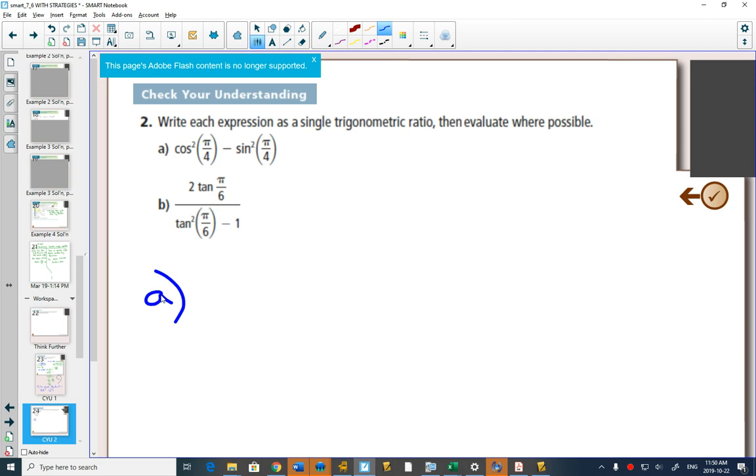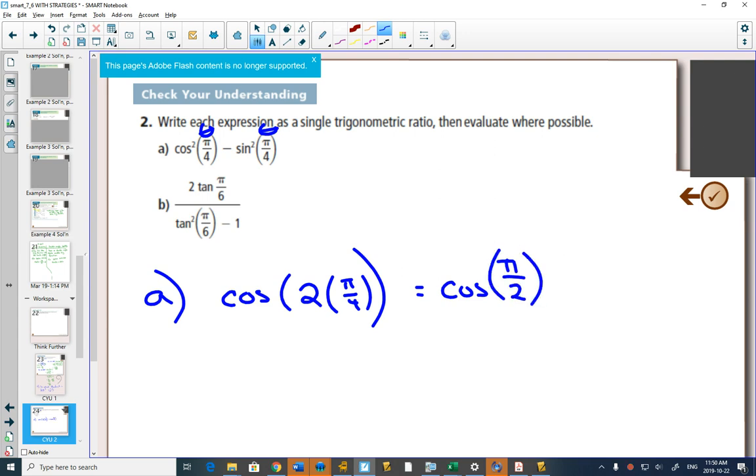Now, this is where formula memorization comes into play. Do we have a formula somewhere that's cos squared minus sine squared? Yes. Of our three double angle formulas for cos, the very first one is cos squared minus sine squared. So we can rewrite this as cos of 2 theta, and theta in this case is pi over 4. So it's cos of 2 times pi over 4. 2 times pi over 4 can be simplified to be cos of pi over 2.